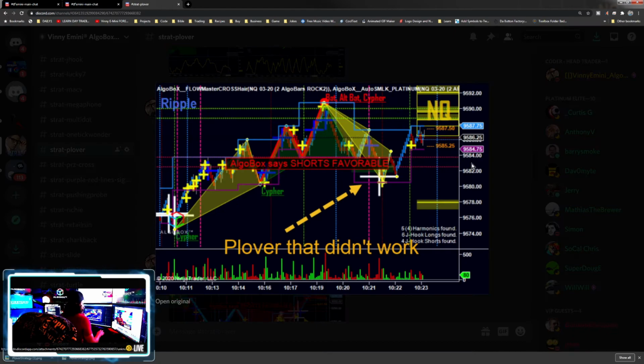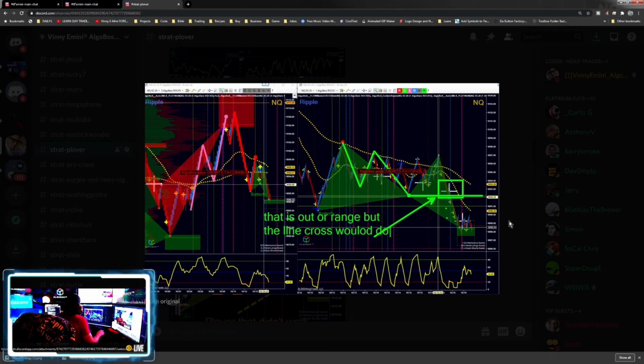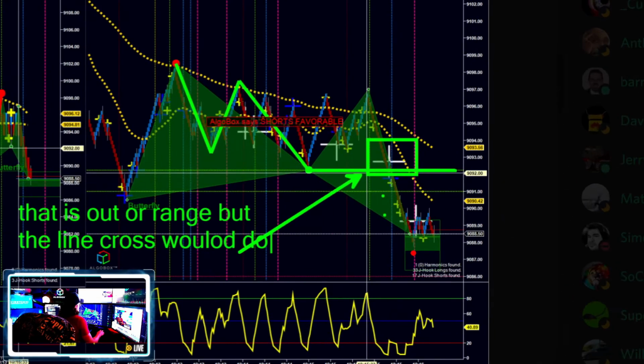Okay, here's a plover that didn't work. We had a nice straight leg down, boom, we had the cross. I'm targeting this PRZ, but this one came up right there, right? So where's my stop? Right there. Right, so there's one that didn't work. They're not perfect. So another one where somebody had said, hey, this looks like a plover.